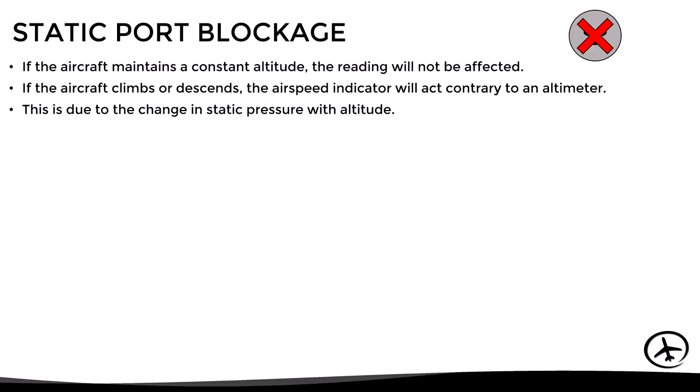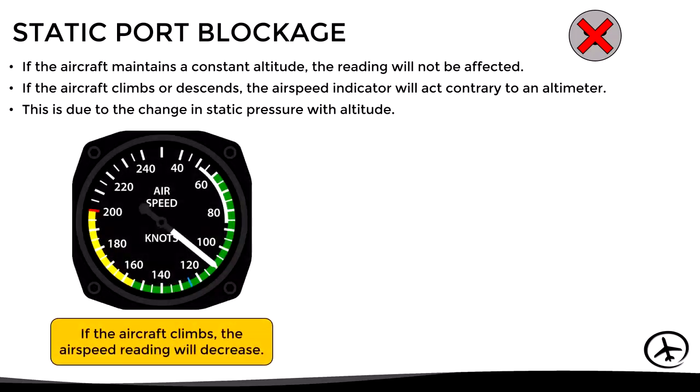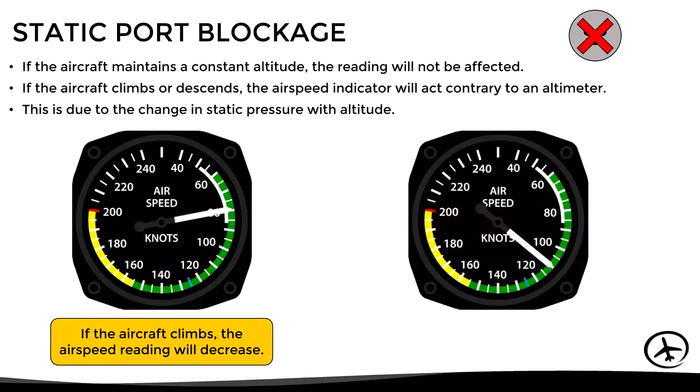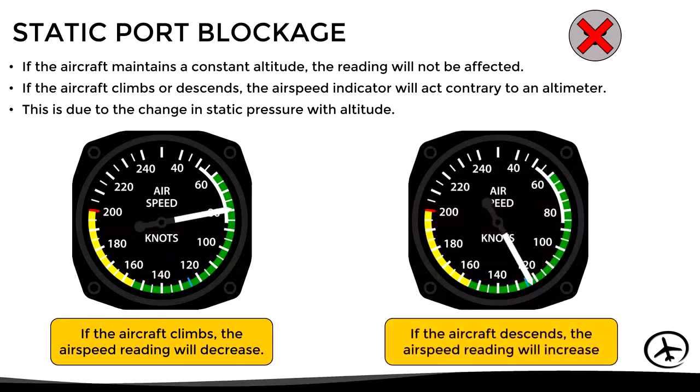So, in other words, we have exactly the opposite reaction to a pitot tube blockage. In this case, if the aircraft climbs, the airspeed reading will decrease, while if the aircraft descends, the reading will increase. Let's see why this happens in more detail.